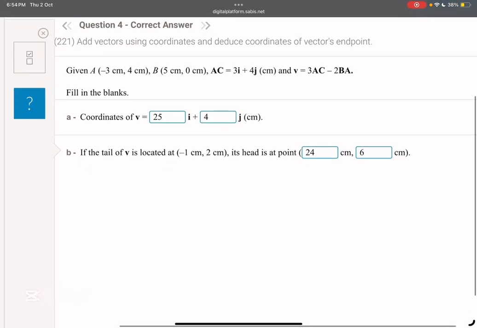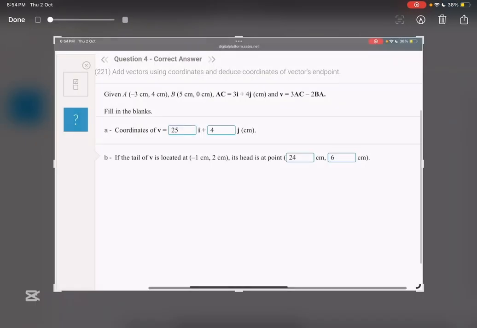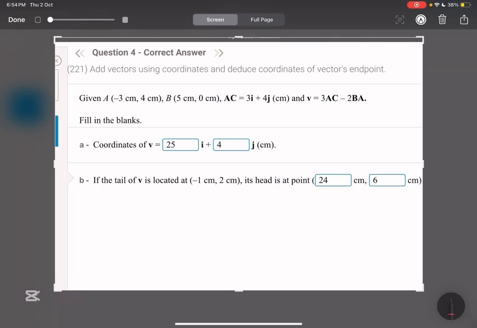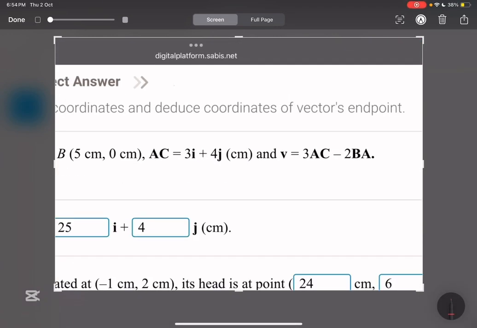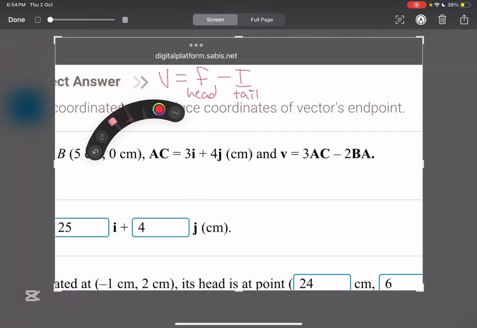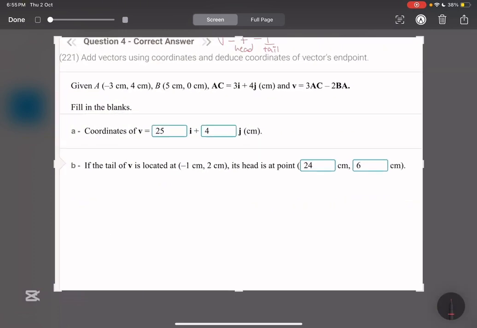Okay, question 4 is also pretty easy. It just needs some explaining. Basically, I need you to keep in mind that we have this formula, which is the vector is equal to final points minus initial points. Final points is the points at the head of the vector. You know, in the vector we have the tail and the head. Okay, and then the initial is going to be the tail. So you just have to keep this in mind and always have this equation.